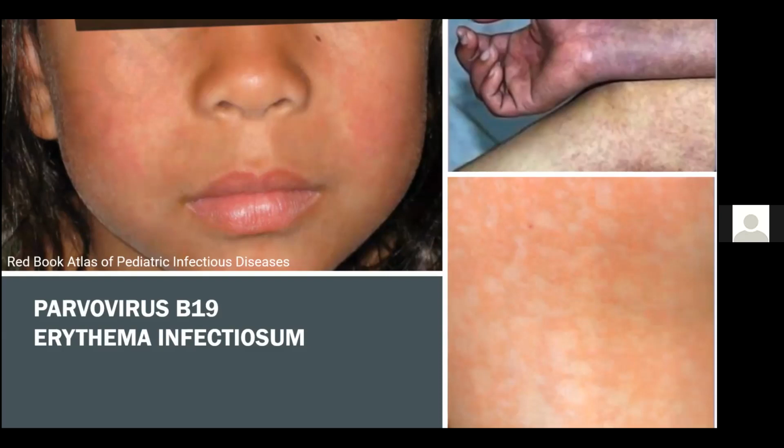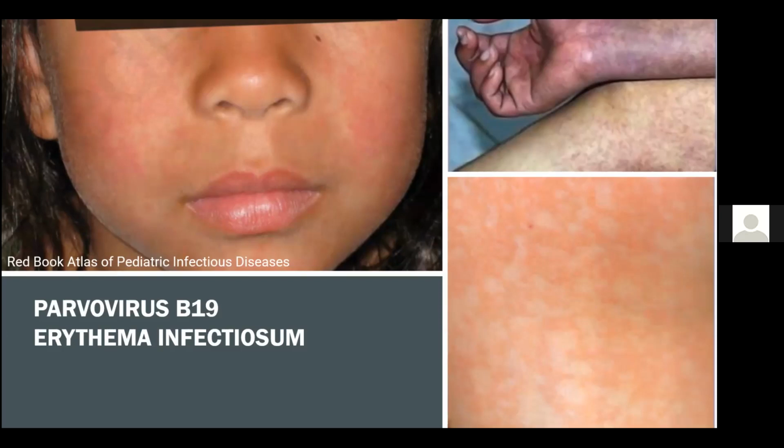And the rash can fluctuate in intensity, and it recurs if it gets hot or if it gets cold, or if you're exposed to sunlight, and it can actually recur for weeks to months after the infection. You can also get arthralgia and arthritis with parvovirus B19 disease. And the picture at the top right-hand corner is a picture of stocking glove purpura. This is also associated with parvovirus B19 infection.